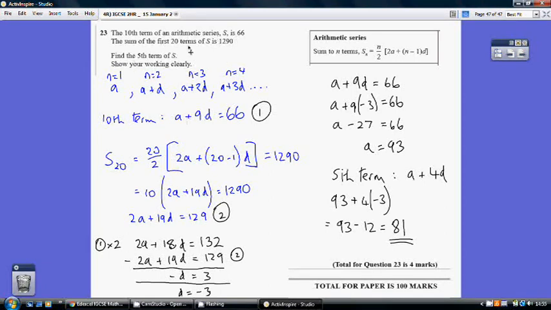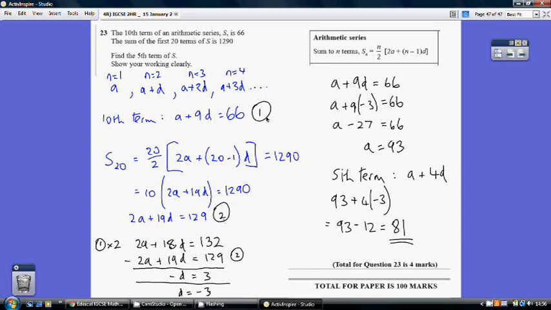Now I'm told the sum of the first 20 terms is 1290, and I'm just going to substitute that into the formula which is given at the front of the exam. So the sum of the first 20 terms is n over 2, so 20 over 2 multiplied by 2a plus 20 minus 1 multiplied by d, and all of that equals 1290. So 20 over 2 is 10, 20 minus 1 is 19, giving me this. Divide through by 10, I get 2a plus 19d equaling 129. Now there's my second equation.